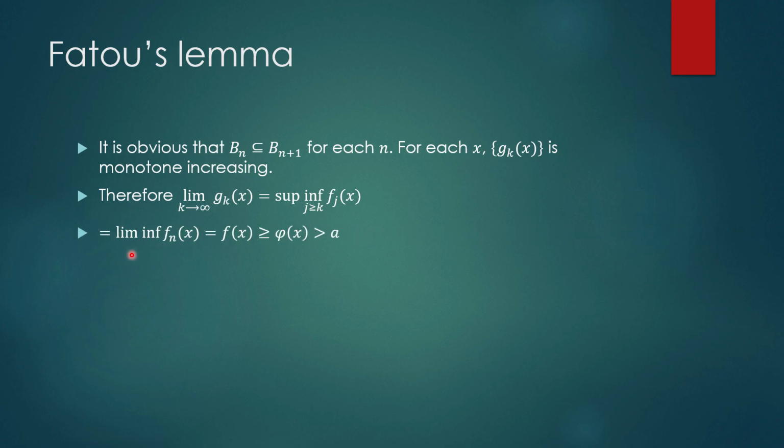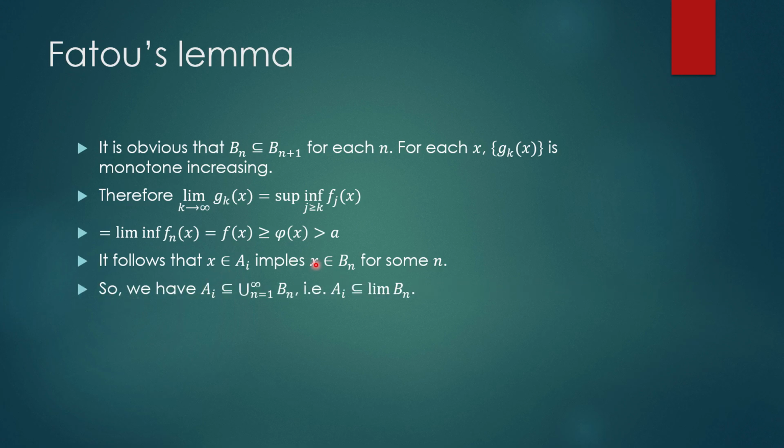But that is exactly equal to the limit infimum of fn(x), that is, we put f(x), but f(x) is always greater than or equal to phi(x), but phi(x) is still greater than a. So it follows that x belongs to Ai implies that x belongs to Bn for some n. I am going to explain this one in another window now. So if you understand this one, the result is easier.